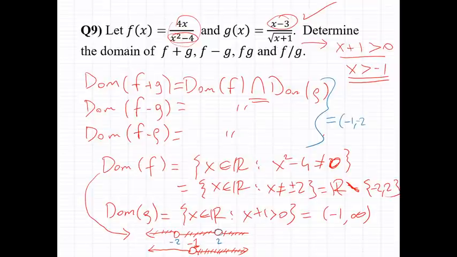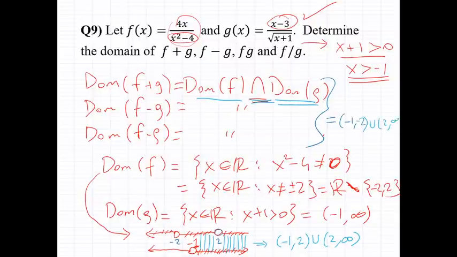It will be like that. And then their intersection will be, okay, minus 1 is not included in this set, so I will not take it, and 2 is not included. So not the common points. The common points are from minus 1 up to 2, and then 2 to infinity. So the intersection of both domains is equal to minus 1 to 2, union 2 to infinity.